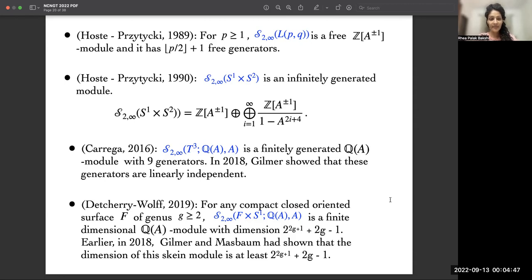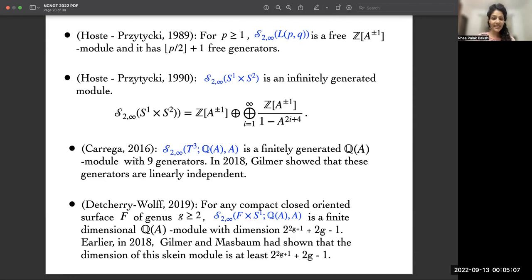Later, in the next year, they computed the KBSM of S1 times S2 and showed that it's infinitely generated. And in fact, it has this nice decomposition into free and torsion modules. This decomposition arises exactly due to the presence of this non-separating two sphere in S1 times S2.